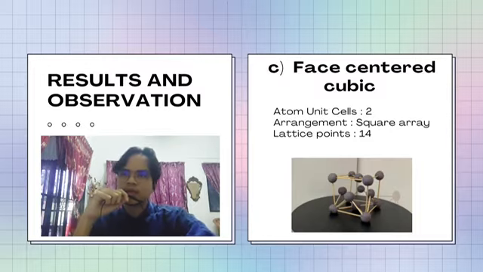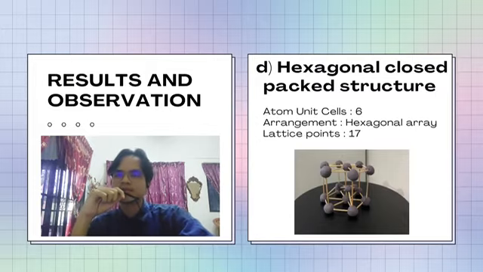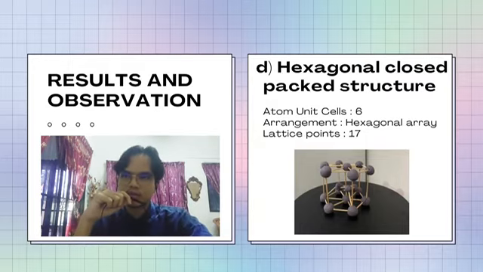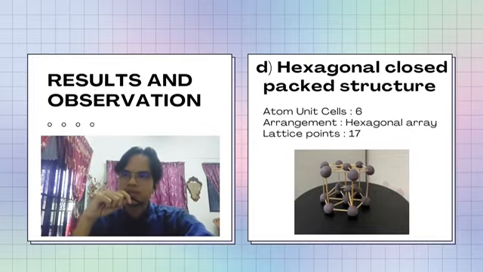Next up, for the hexagonal close-packed structure, it has 6 atom unit cells and the arrangement is hexagonal array, which is the top of the structure is shaped like a hexagon, and it has 17 lattice points, which is 3 in the center and then 12 plus 2 at the top.